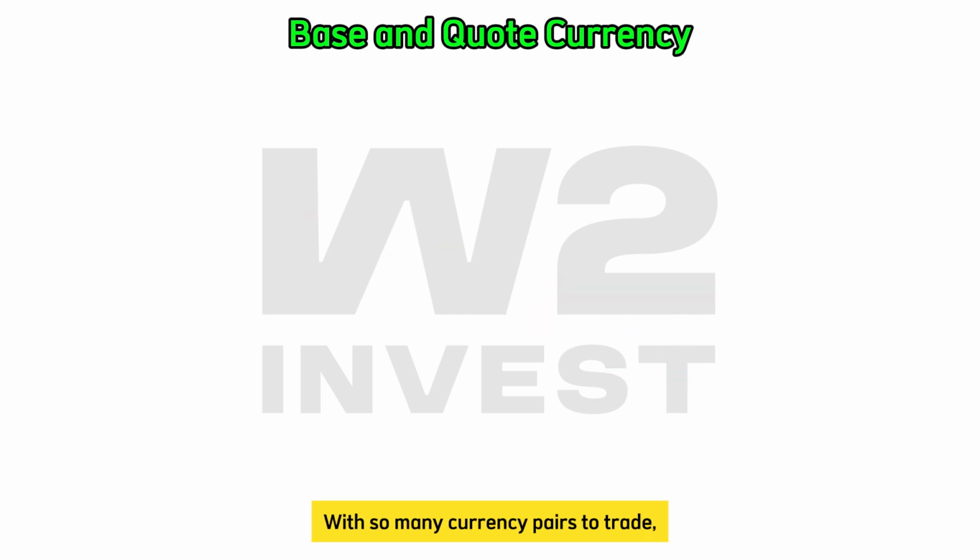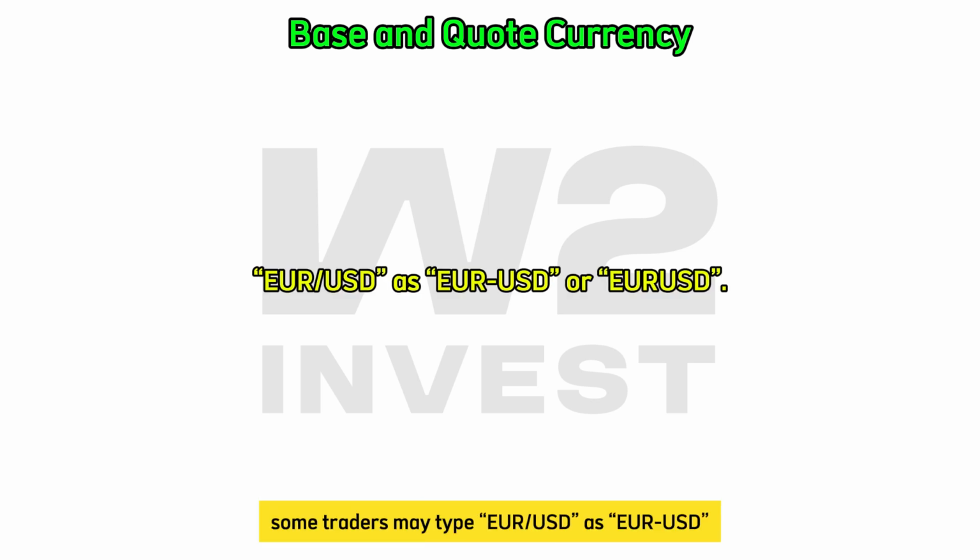With so many currency pairs to trade, how do Forex brokers know which currency to list as the base currency and the quote currency? Fortunately, the way that currency pairs are quoted in the Forex market is standardized. You may have noticed that currencies quoted as a currency pair are usually separated with a slash character. Just know that this is a matter of preference, and the slash may be omitted or replaced by a period, a dash, or nothing at all. For example, some traders may type euro to US dollar as EUR/USD or just EURUSD. They all mean the same thing.